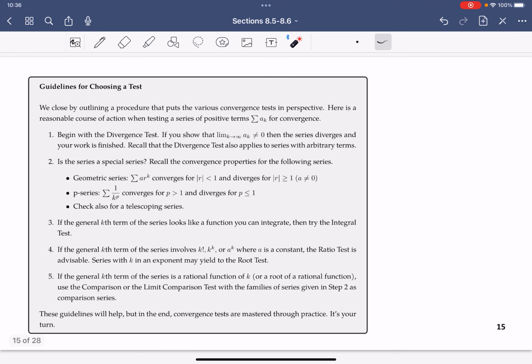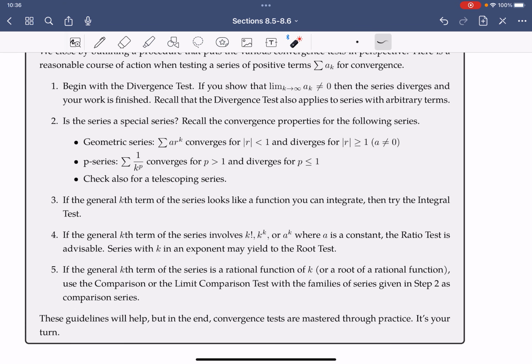Okay. After you learn so many ways to test the convergence of the series, probably you now feel very exhausted because you have so many ways to test the series, right? So this is a guideline for choosing the test. It is a general guideline, but at the end of the day, you have to use your own skill or your experience to pick what test you want to use. But this is the guideline, the big picture that you can always do.